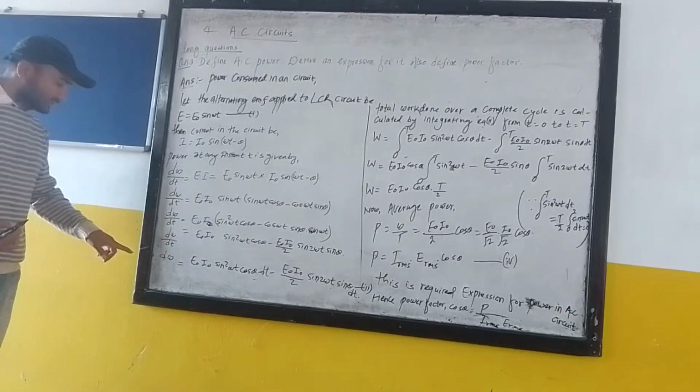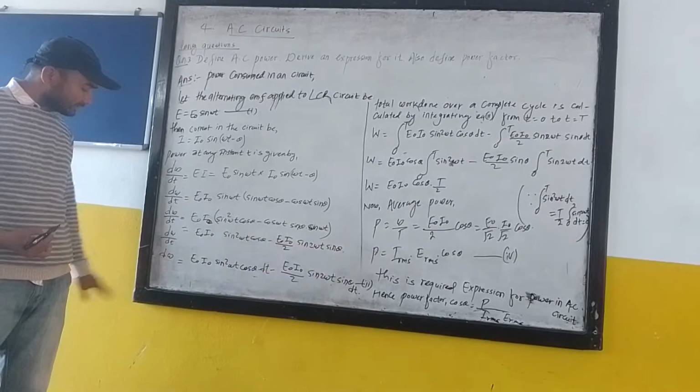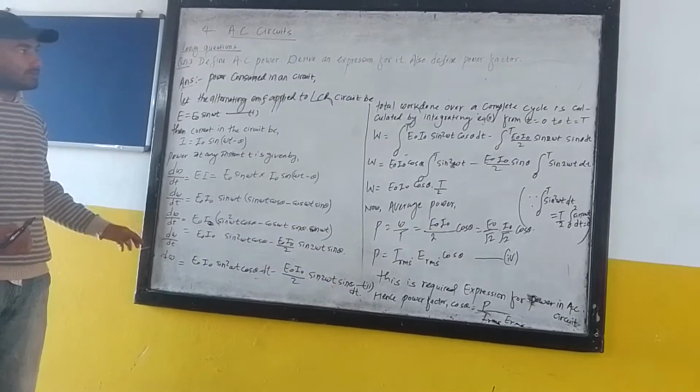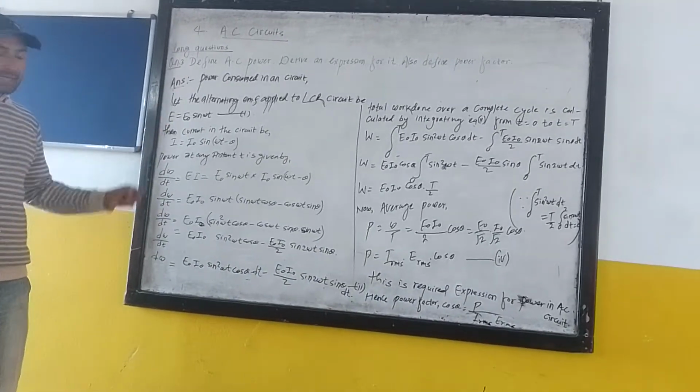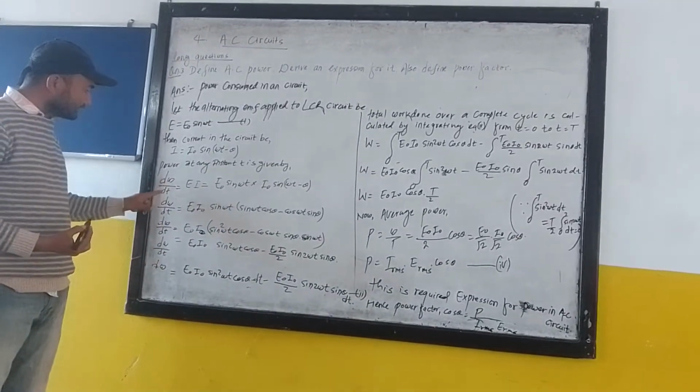I have written just right now, so that you can see here dθ, dω. dW means it is the work done. Work done means at any instant how much work done. This is the small work done by any circuit at any instant of time t. That would be dW divided by dt.